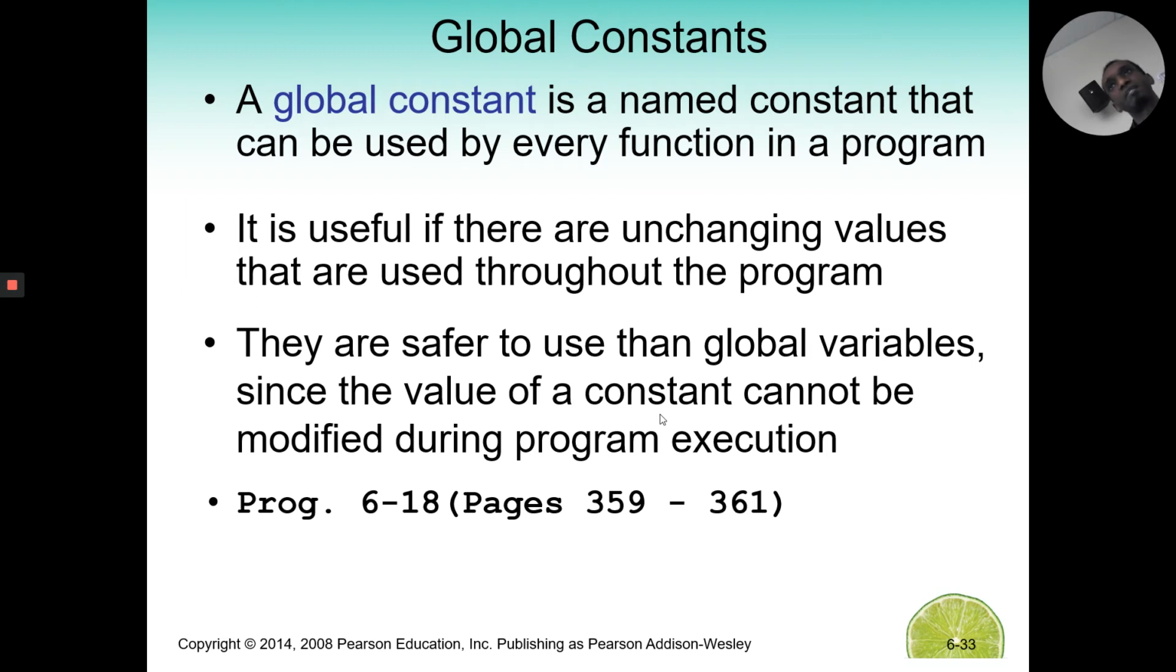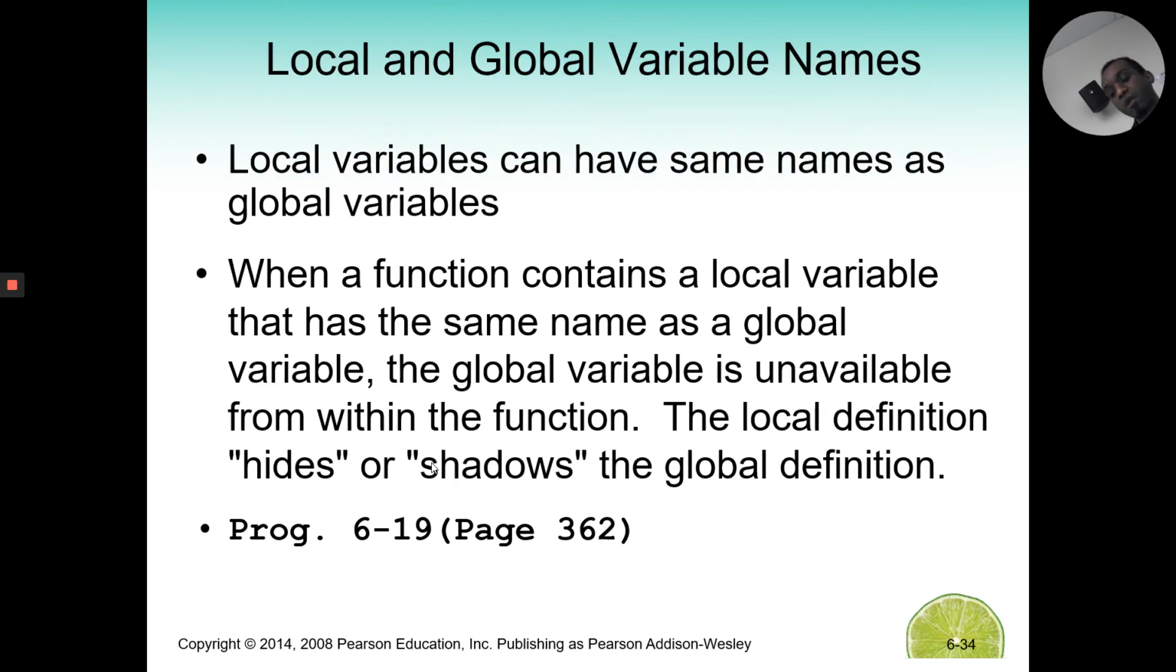Then you have what's called global constants, where you can set things that are constants that don't change, like a tax rate, some fee that doesn't change, stuff like that. So it's a named constant that can be used by every function in a program. If they are unchanging values that are used throughout the program, they are safer to use than global variables, since the value of a constant cannot be modified during program execution.